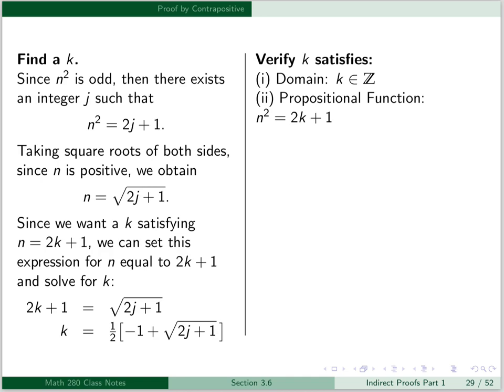Now, since we want a k satisfying n is equal to 2k plus 1, we can set this expression for n equal to 2k plus 1 and solve for k. So we'll have 2k plus 1 is equal to the square root of 2j plus 1, and then take the 1 over to the other side, divide both sides by 2, we obtain k is equal to 1/2 times the quantity negative 1 plus the square root of 2j plus 1. So now we've found our k. We know this satisfies the propositional function because we actually chose k using the propositional function.